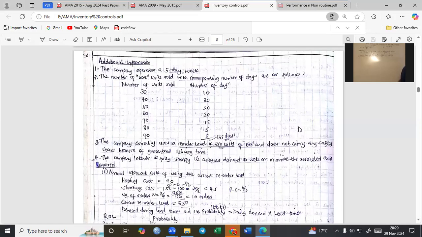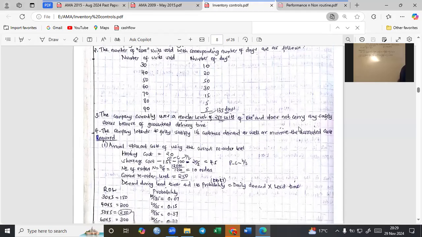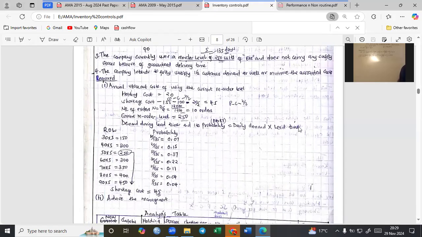Number 2, the number of X units sold with corresponding number of days are as follows: number of units sold, number of days. Number 3, the company currently uses a reorder level of 250 units of X and does not carry any safety stock because of the guaranteed delivery time.